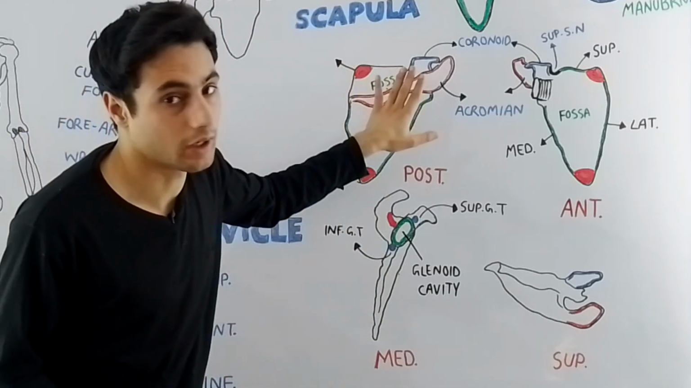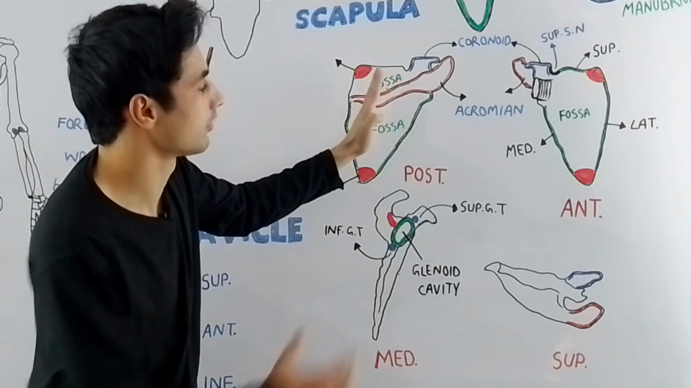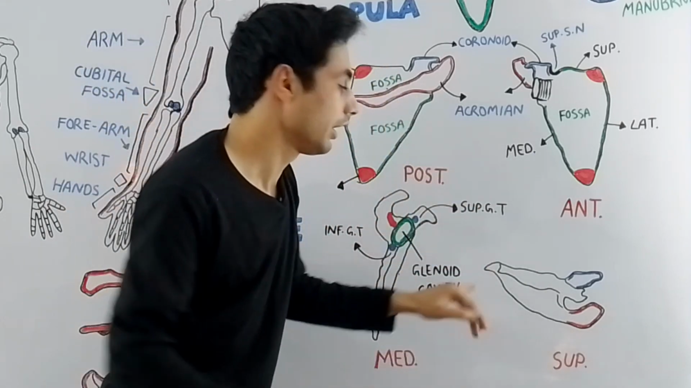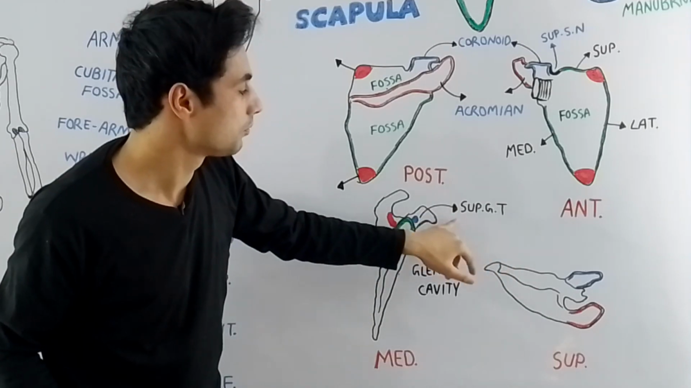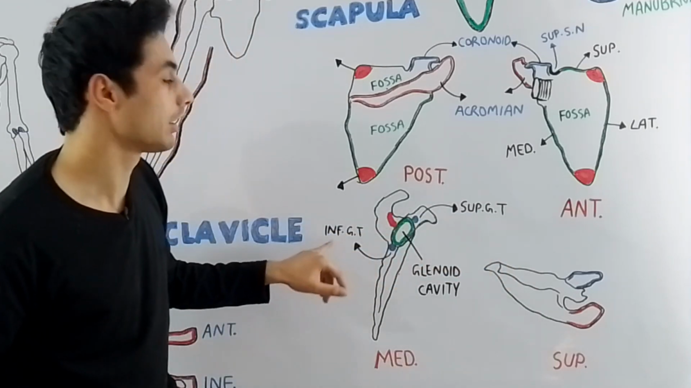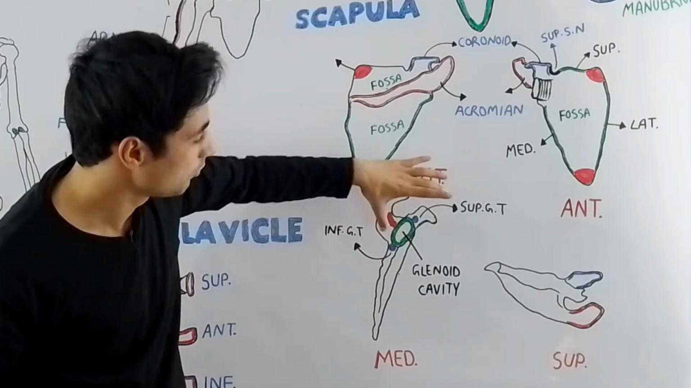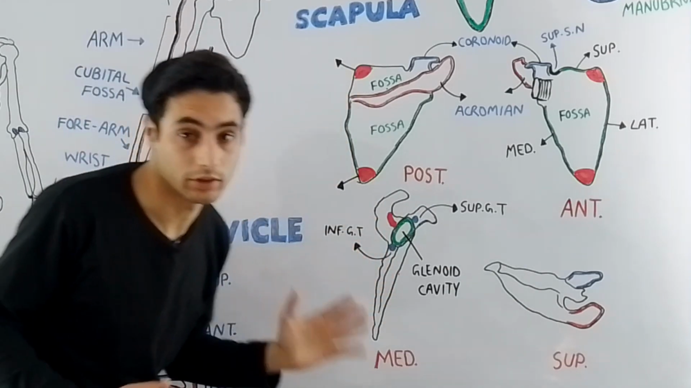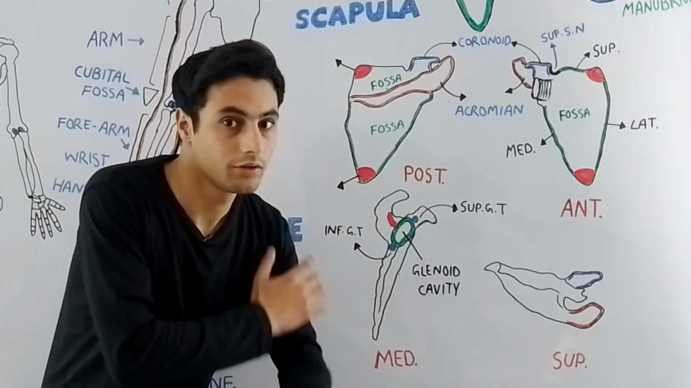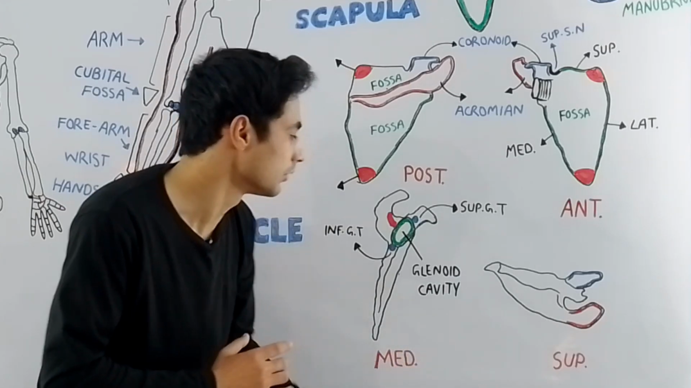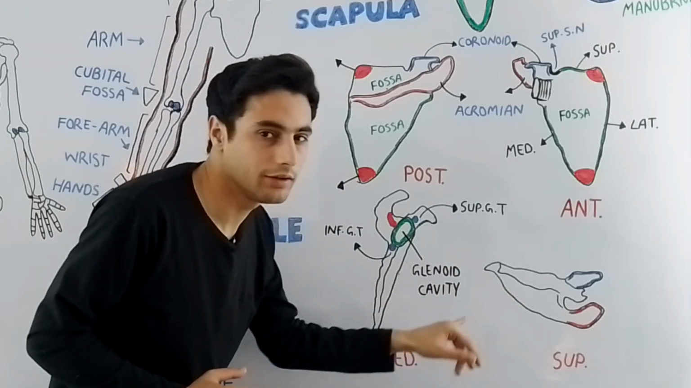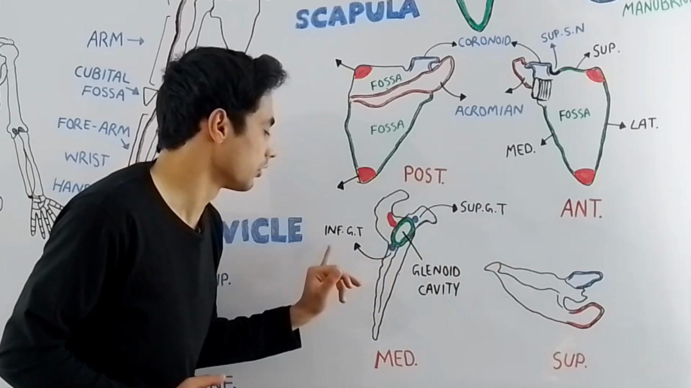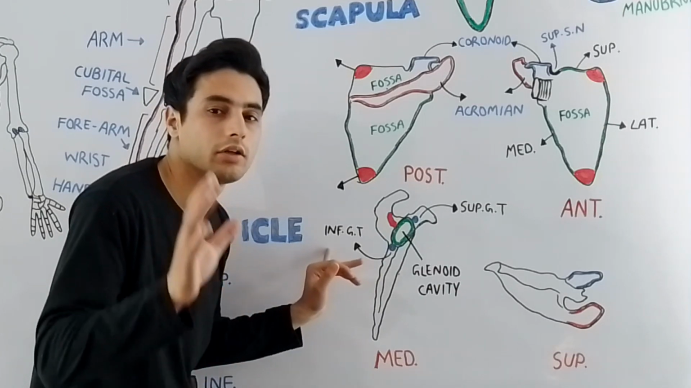Now, this is the posterior side, and if you turn this like this, now you will see at the lateral side of the scapular bone, it has two important tubercles, the supraglenoid tubercle and the infraglenoid tubercle. Between these tubercles you have the glenoid cavity. Now this glenoid cavity will form the shoulder joint with the humerus bone of your arm. So we have the glenoid cavity in the center, and above it we have the supraglenoid tubercle, and below it we have the infraglenoid tubercle.